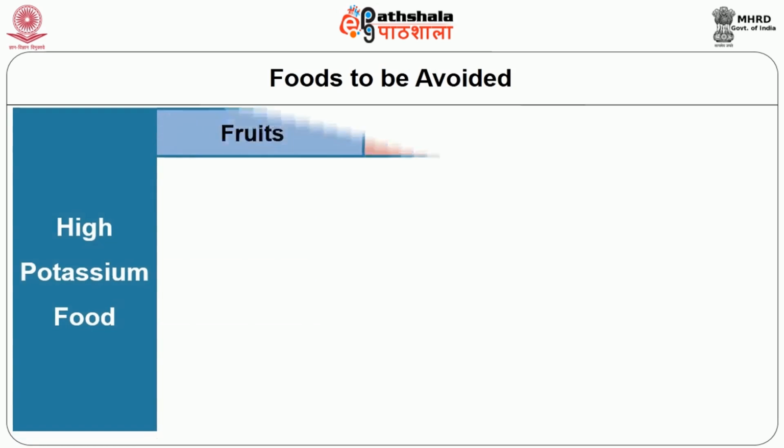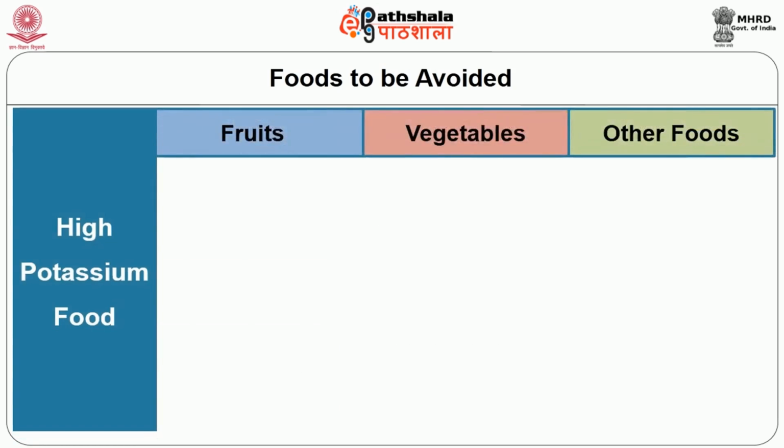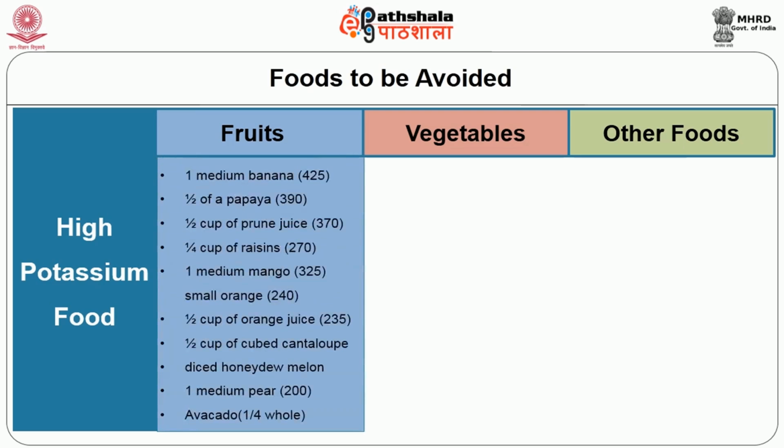With relevance to high potassium food, more than 200 milligram per serving, which includes the fruits: 1 medium banana, half of a papaya, half cup of prune juice, half cup of raisins, 1 medium mango, 1 small orange, half cup of cubed cantaloupe and 1 medium pear and avocado.